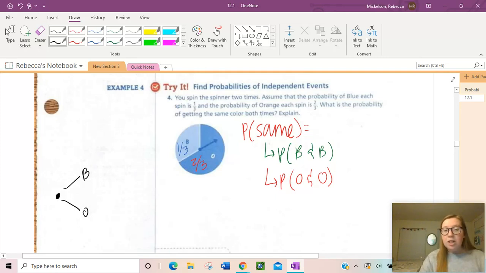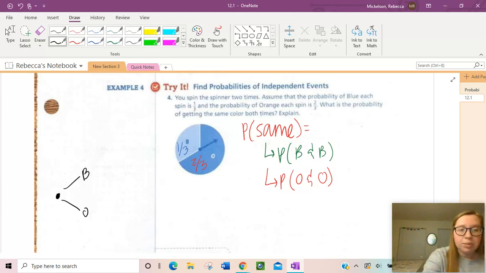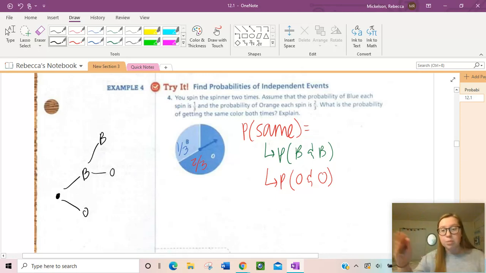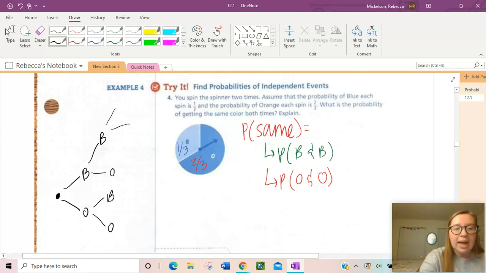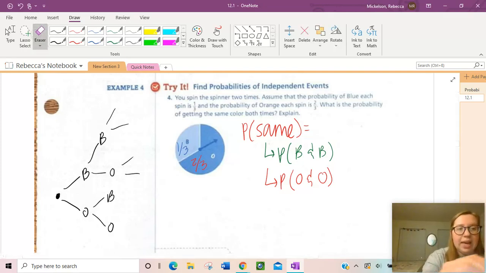And then we are spinning the wheel one more time. So if we spin blue the first time, our next set of options are again to spin a blue or an orange. And then we could spin a blue or an orange here. So because we're only spinning the spinner 2 times, we have 4 different pathways on our tree diagram that we can follow. The more spins we add, the more layers to this diagram that we can add, kind of like if we were to flip a coin, heads or tails.